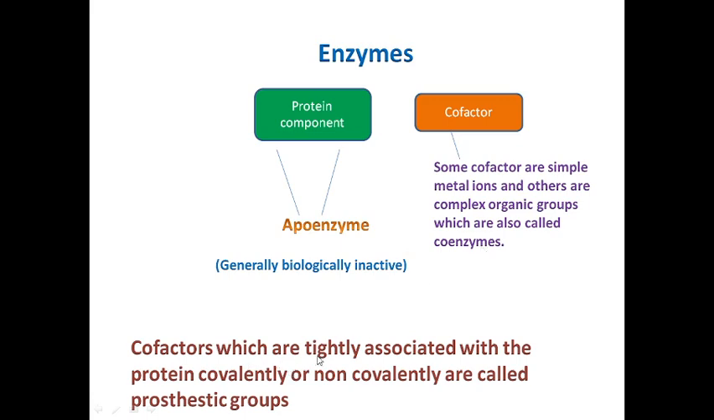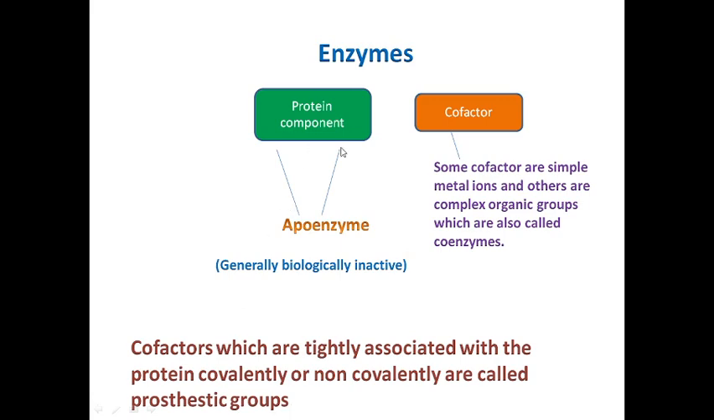So cofactors which are tightly associated with the protein, covalently or non-covalently, are called prosthetic groups. It is another thing you must remember. Those cofactors which are tightly associated with the protein component by means of a bond, that bond is either covalent or non-covalent. Non-covalent means ionic, it can be, fine. And so those cofactors are called prosthetic groups.